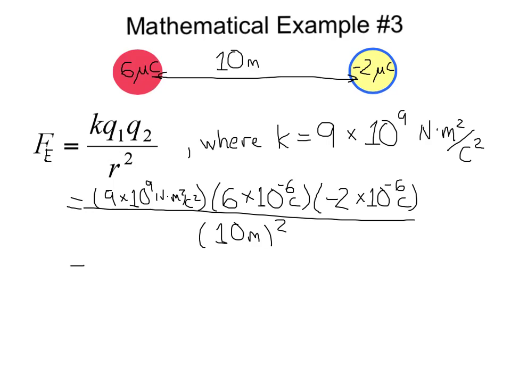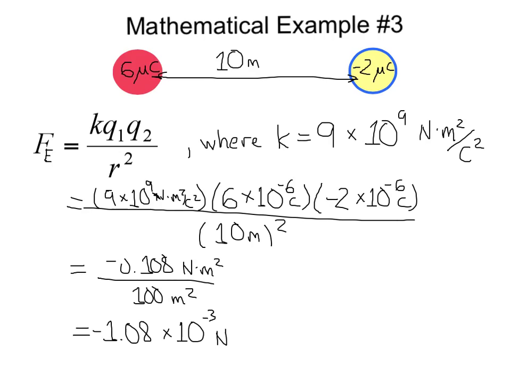So pause the video for a moment, do your calculations, be sure to input the exponents correctly into your calculator as well. So on the numerator, I got negative 0.108 Newton meters squared, and the denominator we can see is going to be 10 squared, or 100 meters squared. Completing the calculation, I got negative 1.08 times 10 to the negative 3rd newtons.